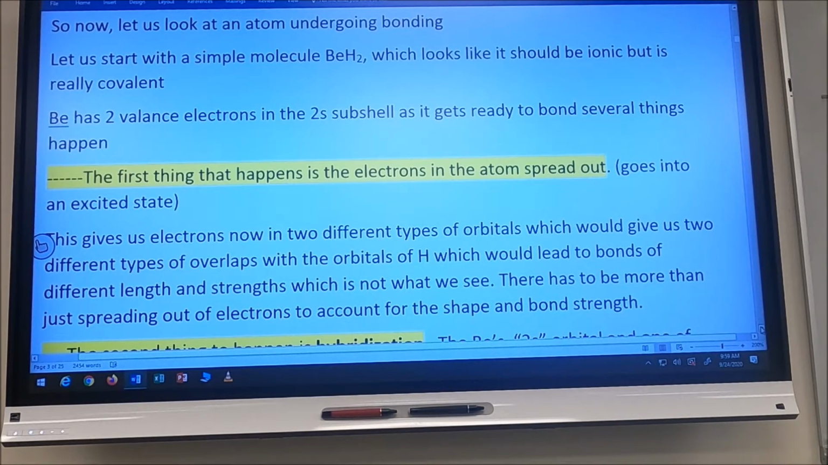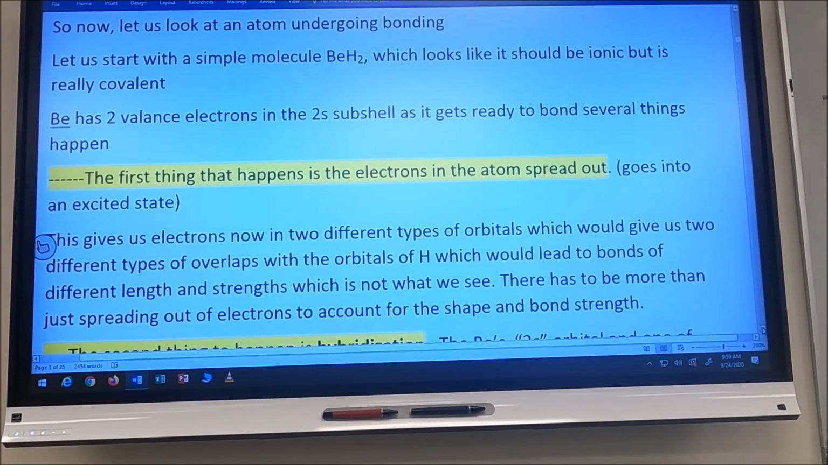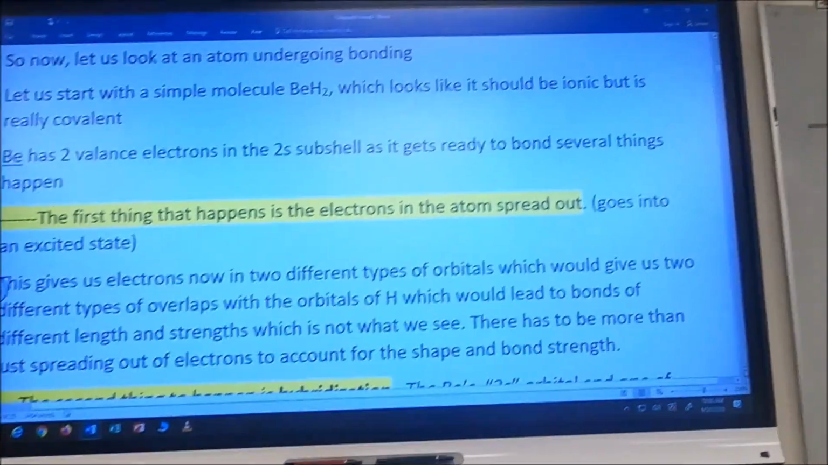Beryllium dihydride, I know it looks like we've got a metal and a non-metal, and it should be ionic, but in reality it's covalent. The beryllium has 2 valence electrons in its 2s subshell, and the hydrogens have 1 electron each in their s subshell. Okay, so when beryllium gets ready to bond, the first thing, of course, that has to happen is that the valence electrons have to spread out.